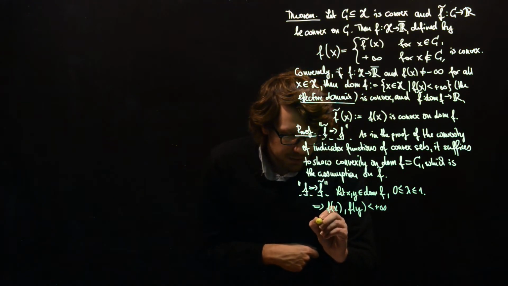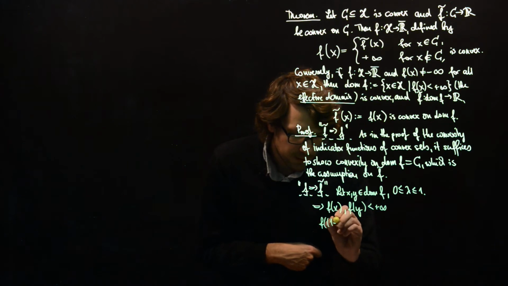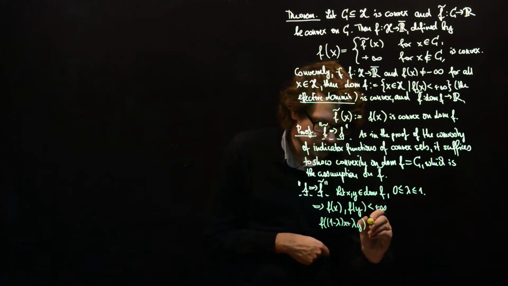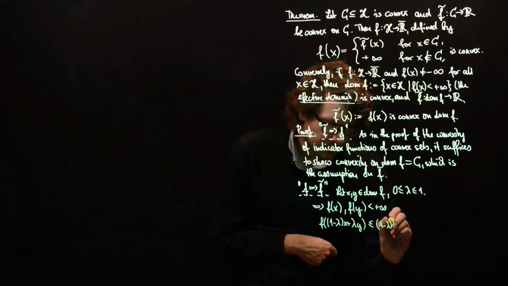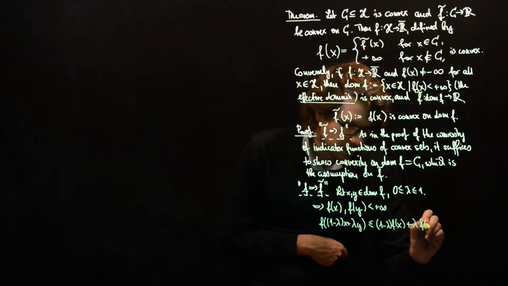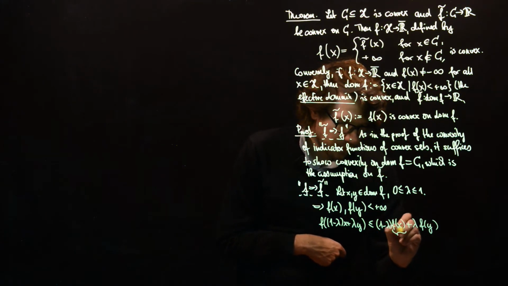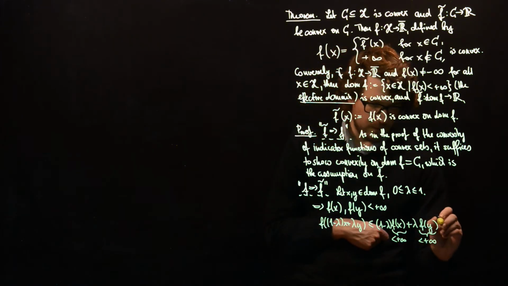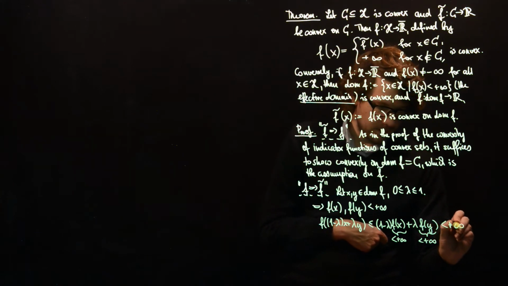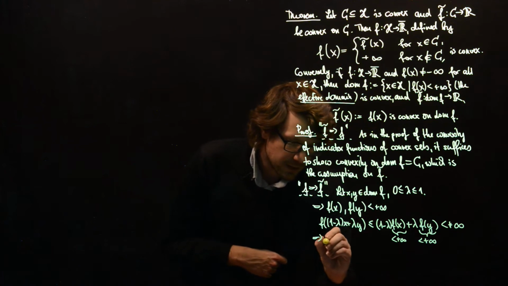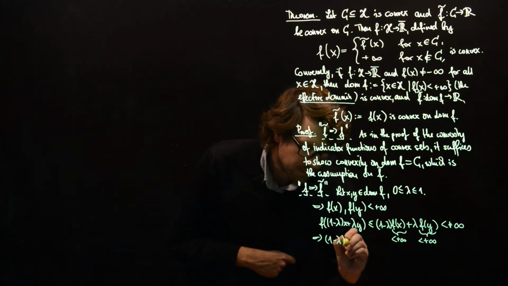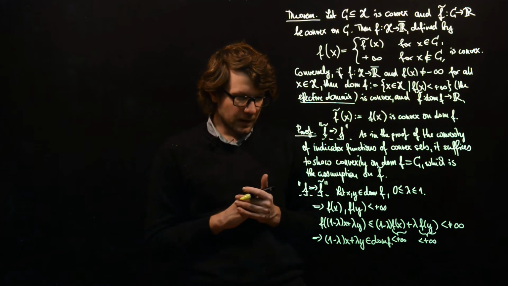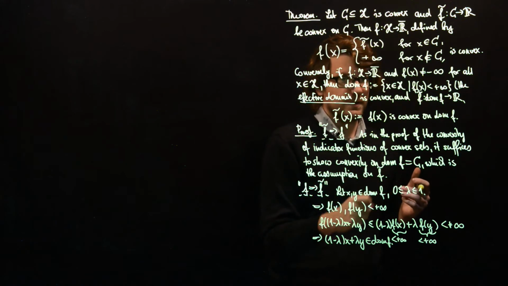And by convexity, f of (1 minus lambda) x plus lambda y is less or equal than (1 minus lambda) f of x plus lambda f of y. f of x is less than plus infinity, f of y is less than plus infinity, and therefore the whole thing is less than plus infinity. And so we have (1 minus lambda) x plus lambda y in the domain of f. So this shows that the domain of f is a convex set.